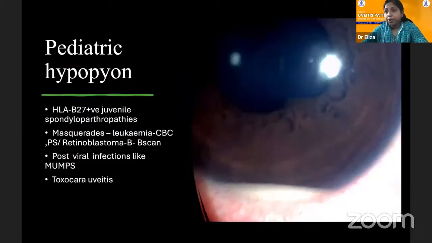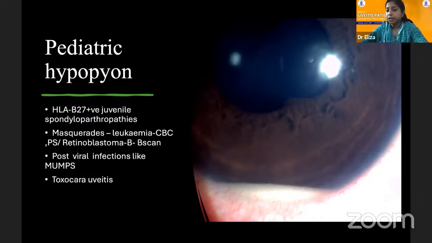For pediatric hypopyon, first on the list is to always rule out masquerades. If it is leukemia, a CBC, complete blood picture with peripheral smear, is very important. Always have a suspicion of retinoblastoma in pediatric uveitis, so you need to do a B scan. Toxocara uveitis is another condition which can come with hypopyon and leukocoria in the pediatric age group. So again, take a history of exposure to pets, and a B scan is again very important, and keep a close watch.